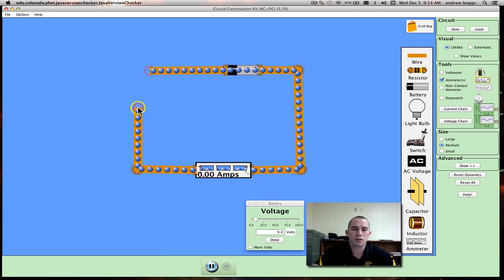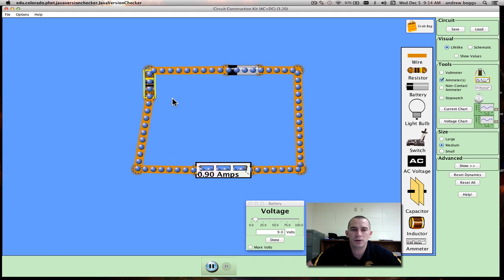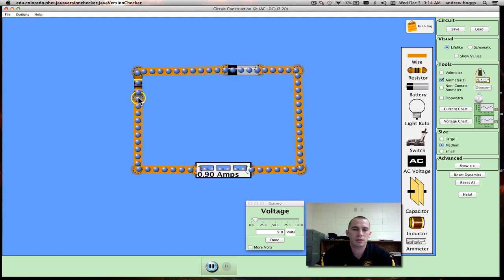Alright, so let's add a resistor. Go ahead and do that, and now that's a lot healthier looking circuit there. It's not going to explode. A resistor offers up some resistance to that flow and kind of slows those particles back down. So let's look and see what we have here.